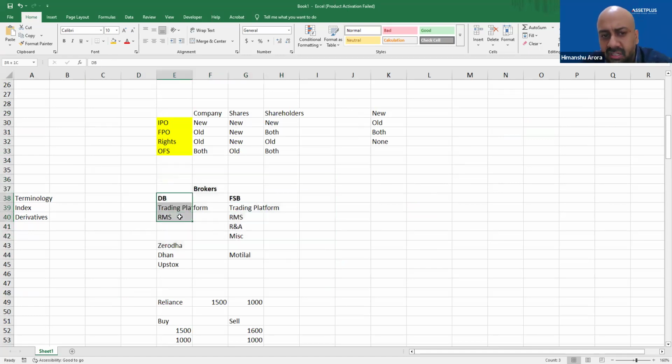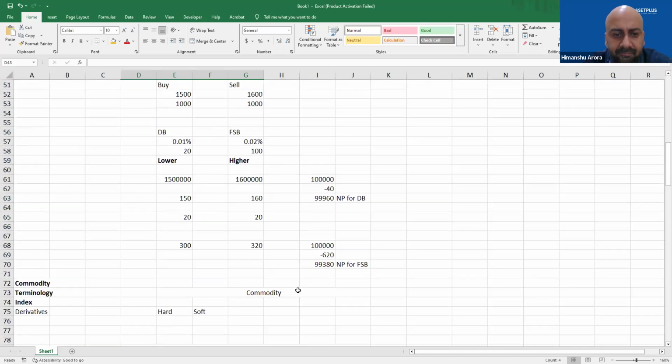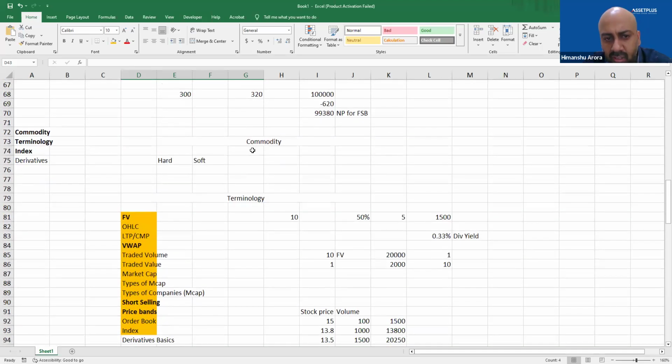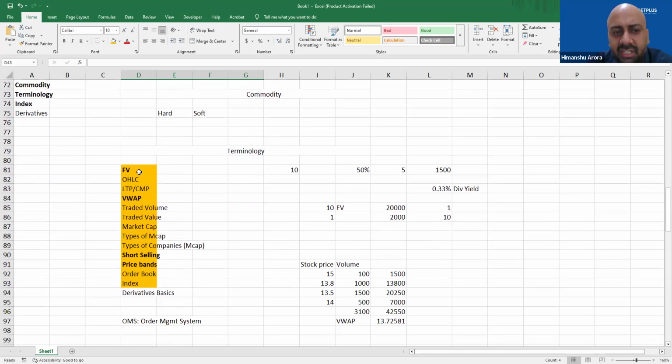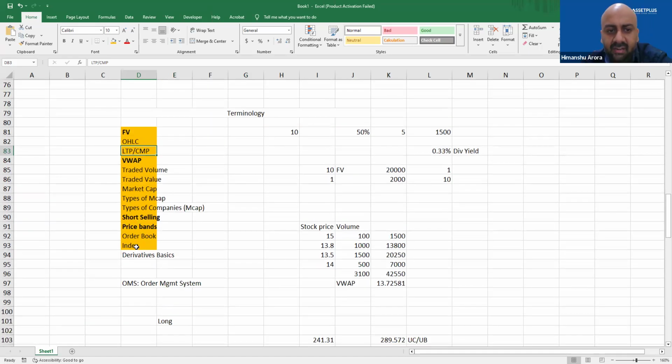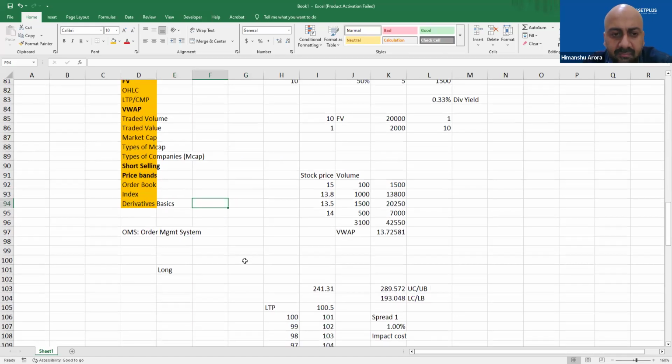So there are two types of brokers: discount broker providing you these two services, full service broker providing you all these services. Example, calculation. Then we talked about commodity. Then we talked about terminology: face value, OHLC, LTP, CMP, VWAP, traded volume, traded value, market cap, types of market cap, types of companies based on market cap, short selling, price band, order book, index.